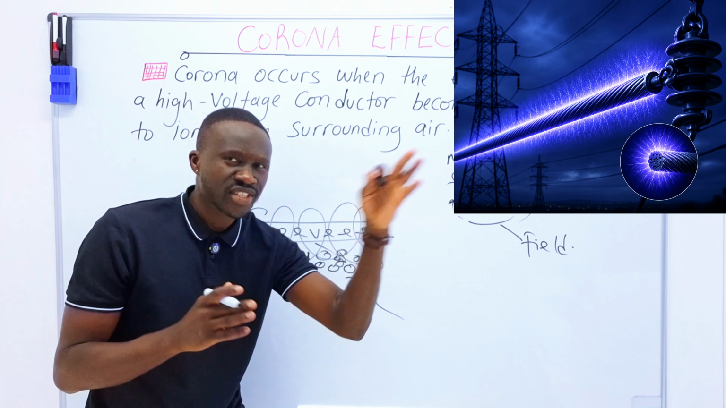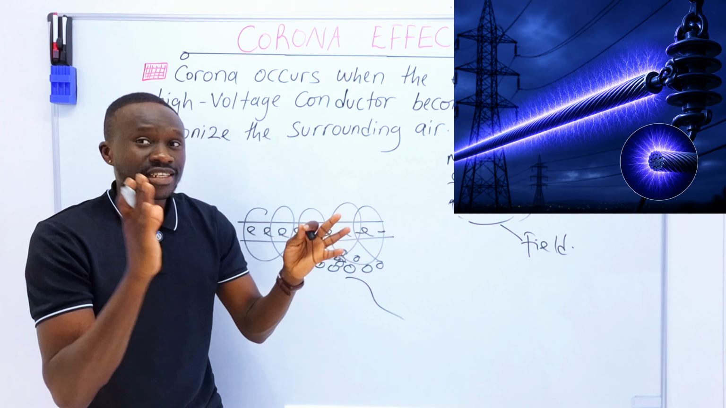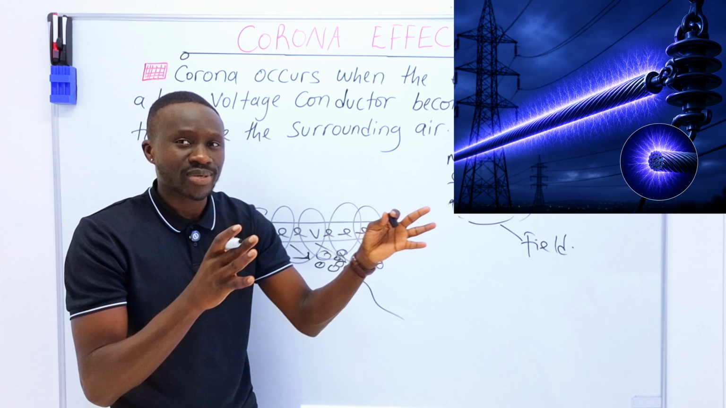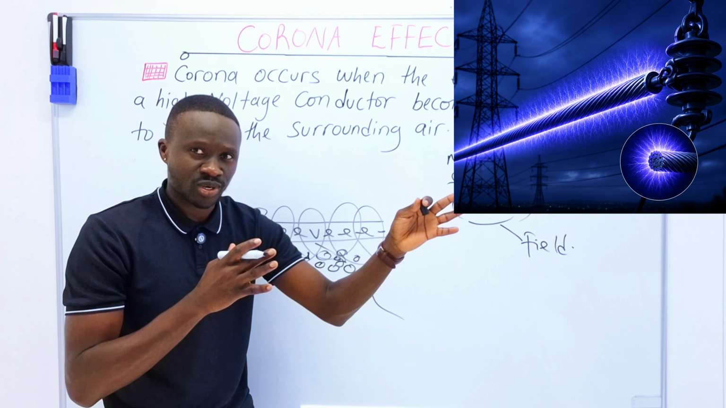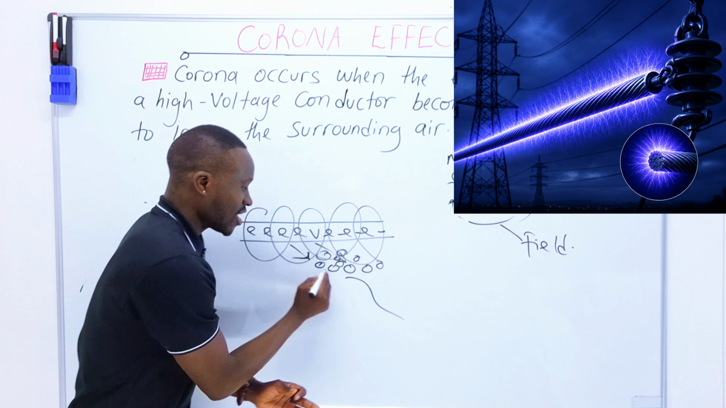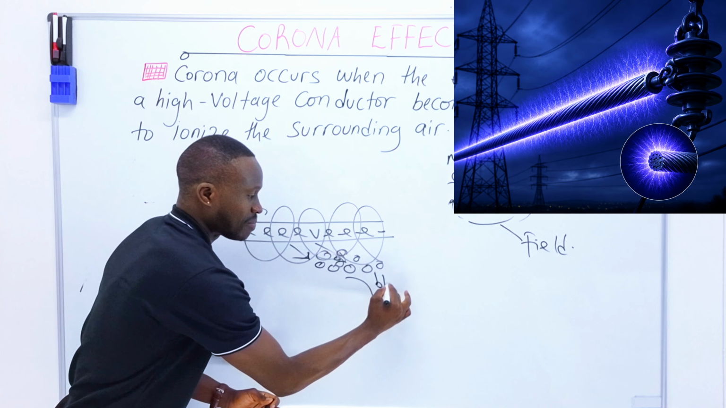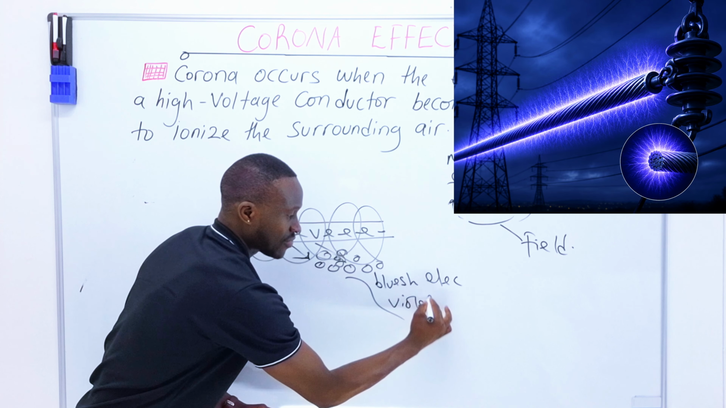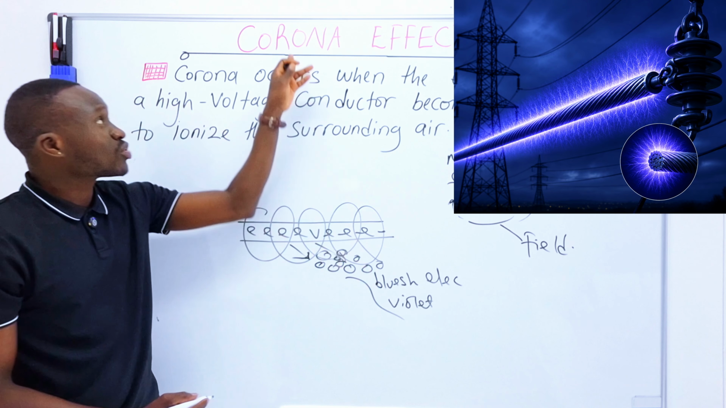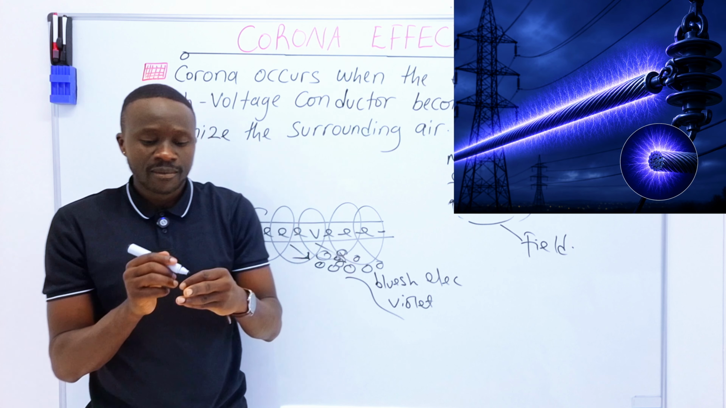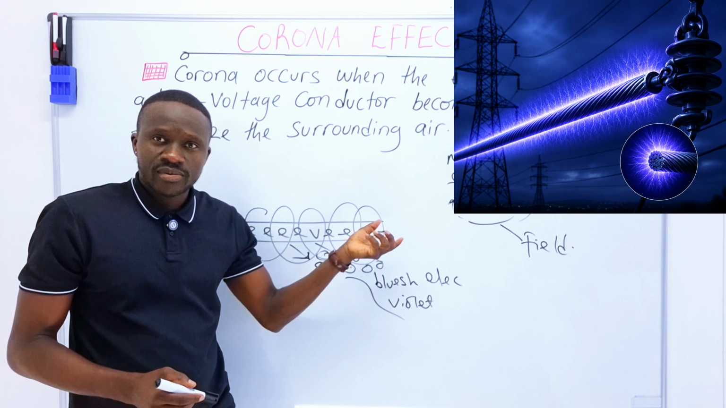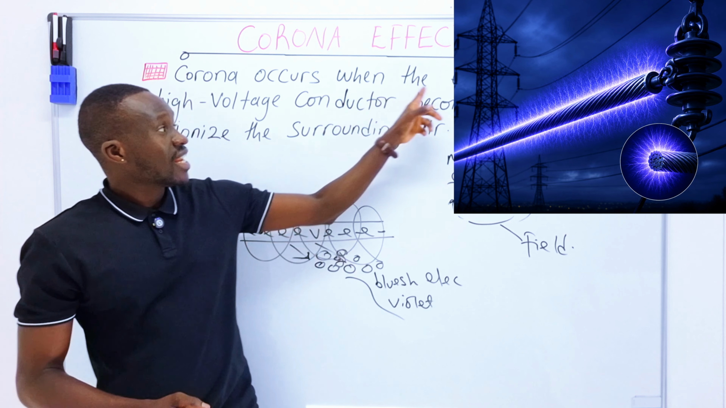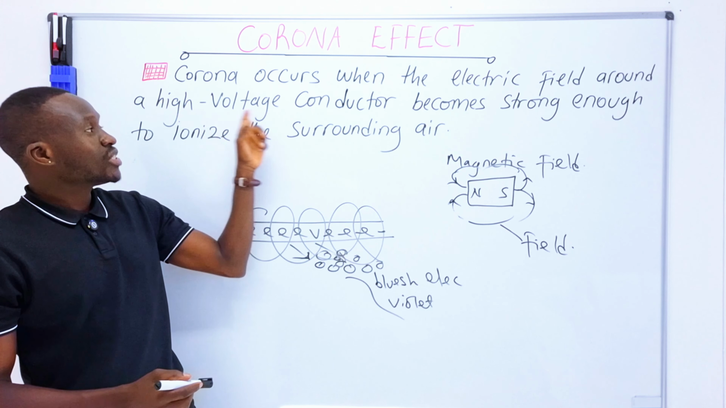That fire you see, that electricity you see, comes with a sound, that hissing sound, that buzzing sound. And you see a bluish electricity, or violet in color. That is what we call corona effect. It means this high voltage has created a strong electric field around a high voltage conductor.